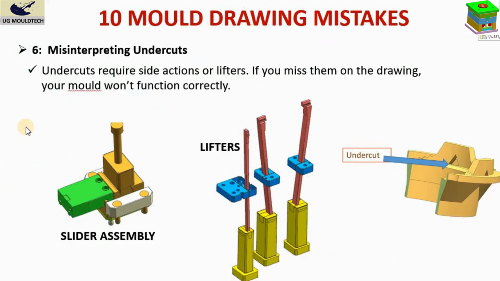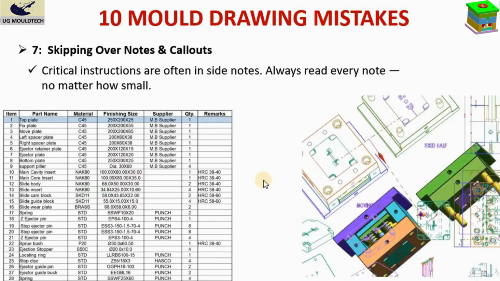And the next point is 6, misinterpreting undercuts. Undercuts require a side action, like a slider or lifter. If you miss them in the drawing, your mold will not function correctly. So you must check thoroughly whether there is any slider action or lifter.